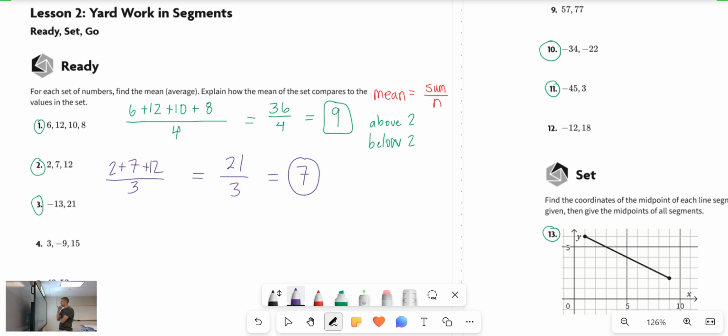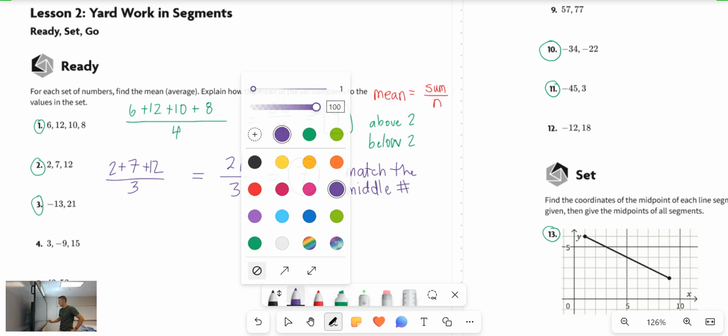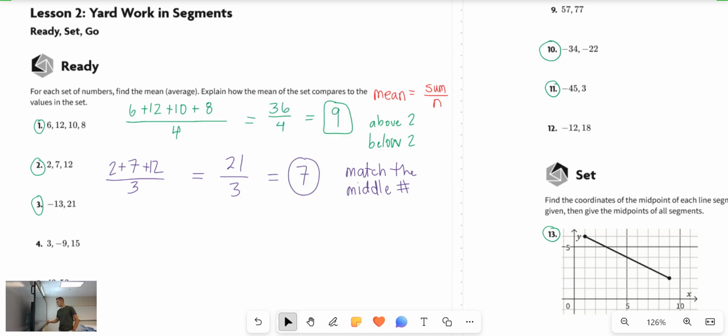All right, so we have 7 here, and then it matches. It happens to match the middle number. There we go. And we'll switch back to green for this bottom one.